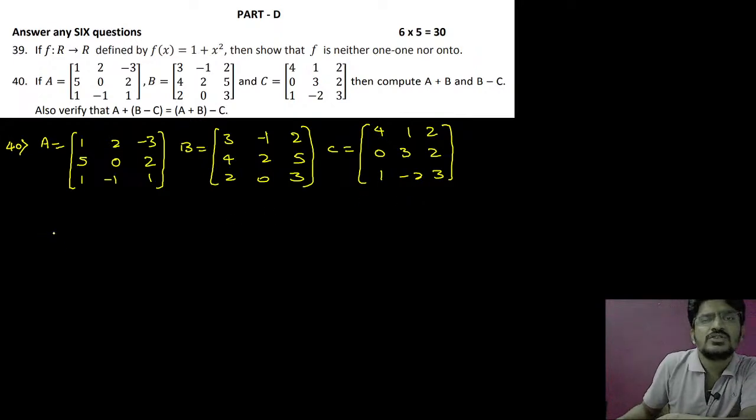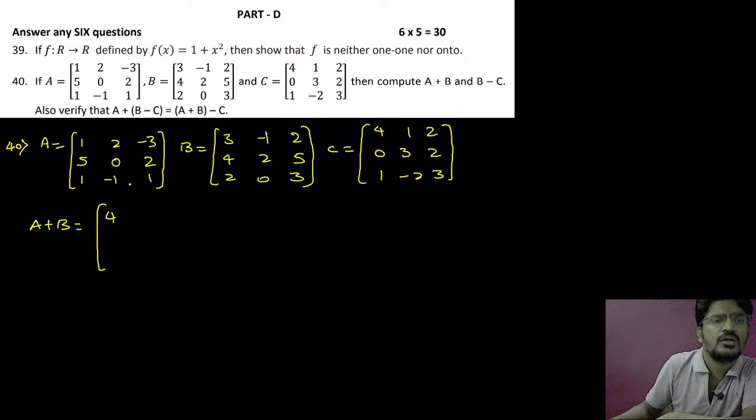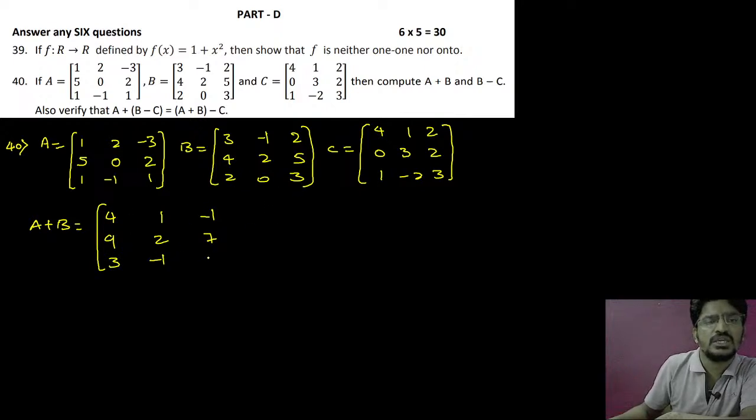First we shall calculate A plus B. What will be A plus B? 1 plus 3 is 4. 2 plus minus 1 is 1. Minus 3 plus 2 is minus 1. 5 plus 4 is 9. 0 plus 2 is 2. 2 plus 5 is 7. 1 plus 2 is 3. Minus 1 plus 0 is minus 1. 1 plus 3 is 4. So this is A plus B.